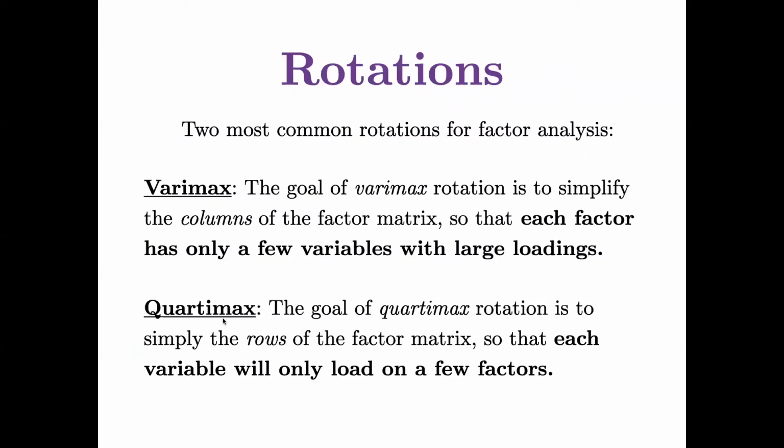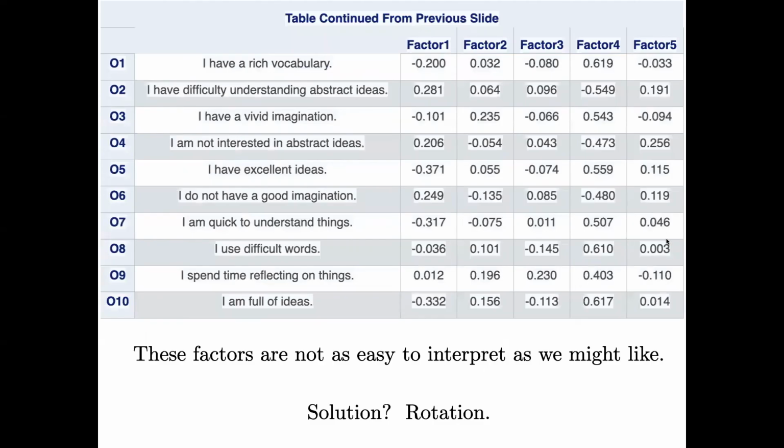The next type of rotation is Quartimax. Now, these two procedures have separate goals, but the goals are kind of achieved simultaneously, okay? Because in both cases, we're trying to create fewer non-zero loadings. So Quartimax operates along the rows and tries to make it so that each variable will only load on a few factors. So looking at this matrix, it would try to make only a few of the entries in each row be non-zero.